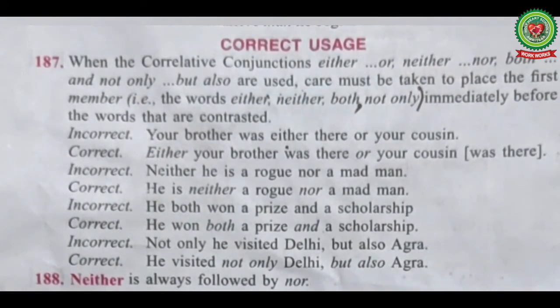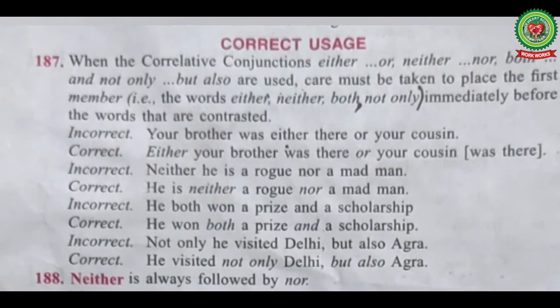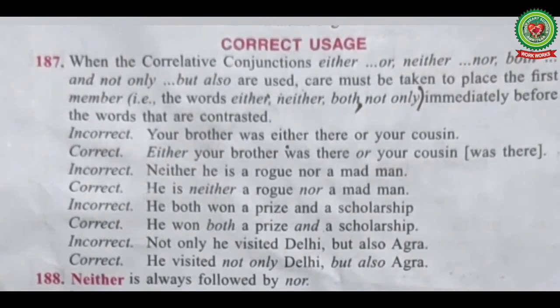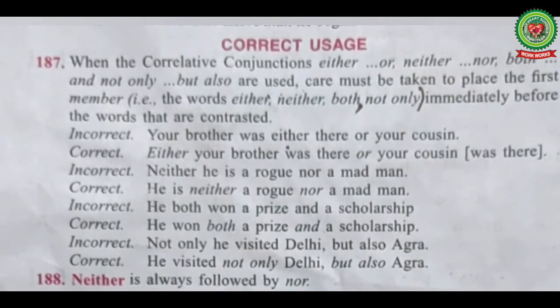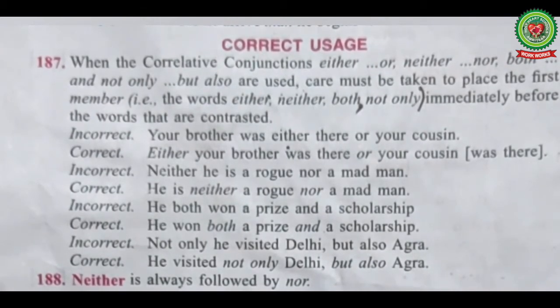Not only he visited Delhi, but also Agra. In this statement, the words that are contrasted are Delhi and Agra. Here the subjects are same, so we will begin the sentence with the subject. We can say, he visited not only Delhi, but also Agra.